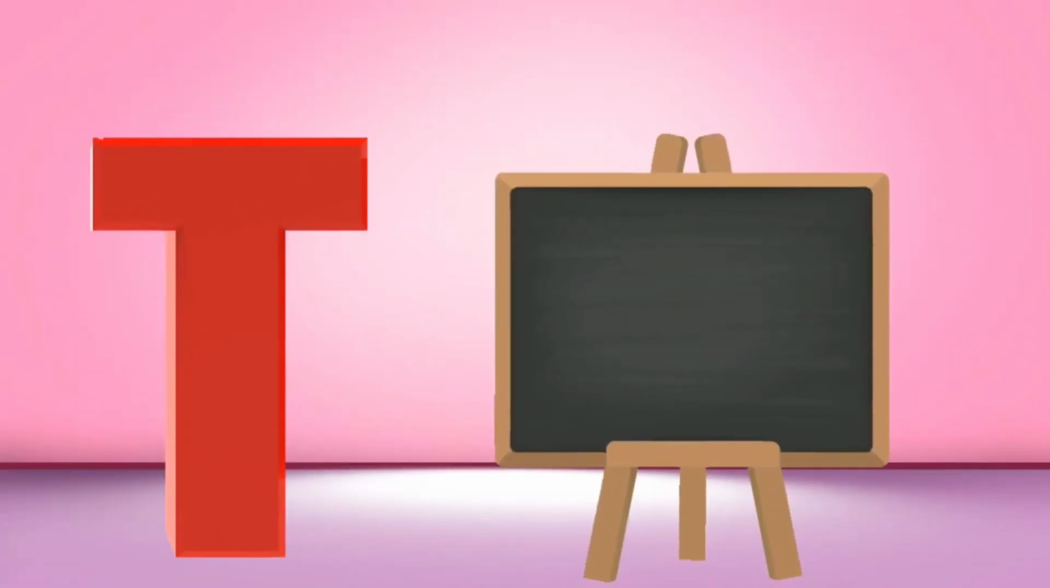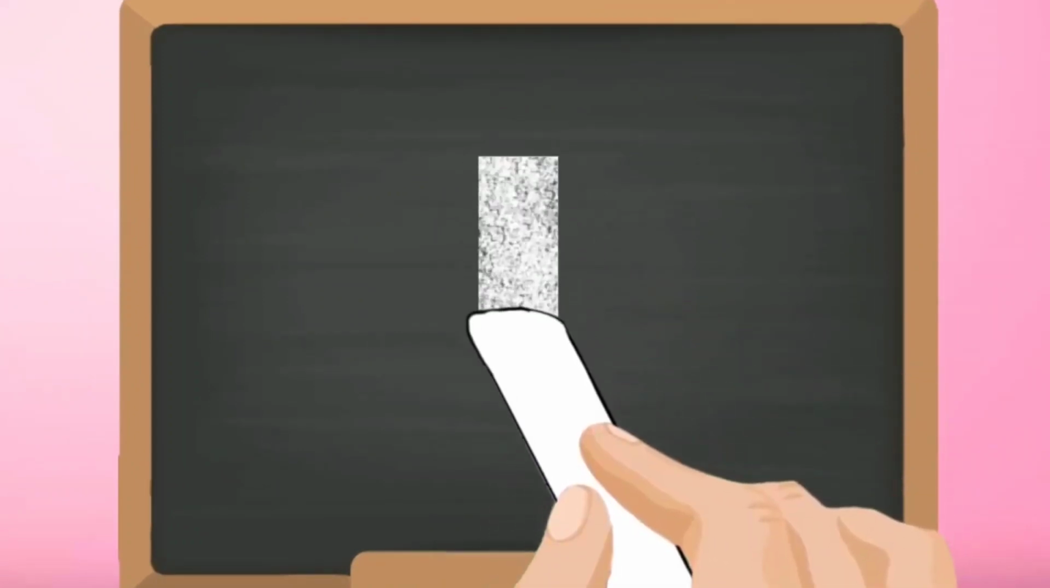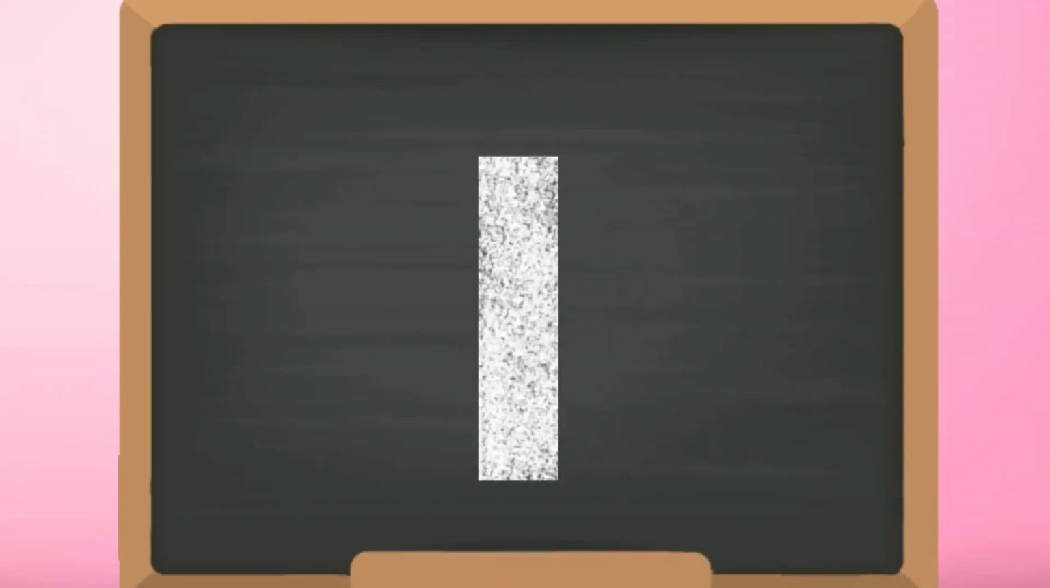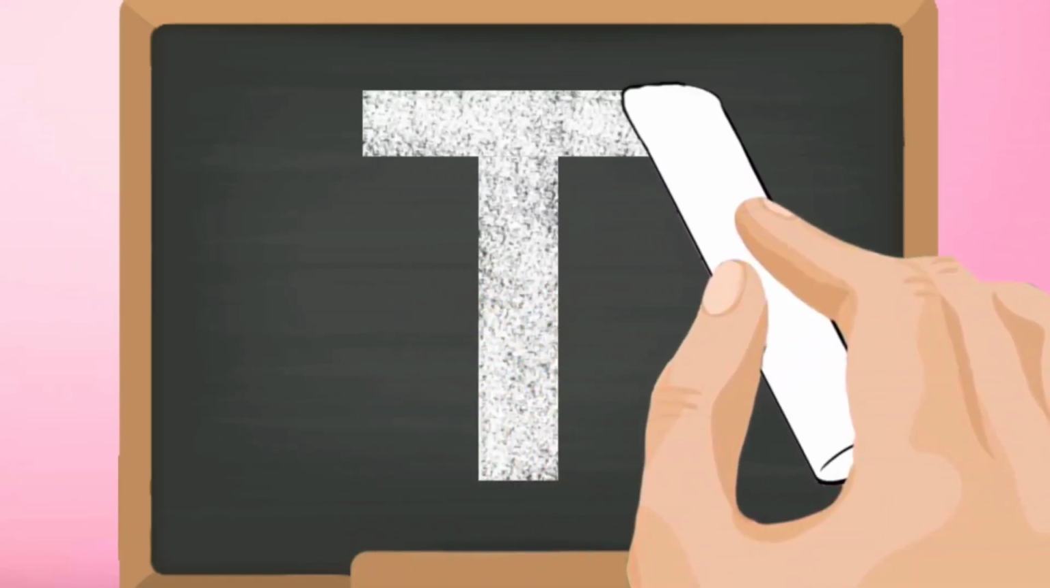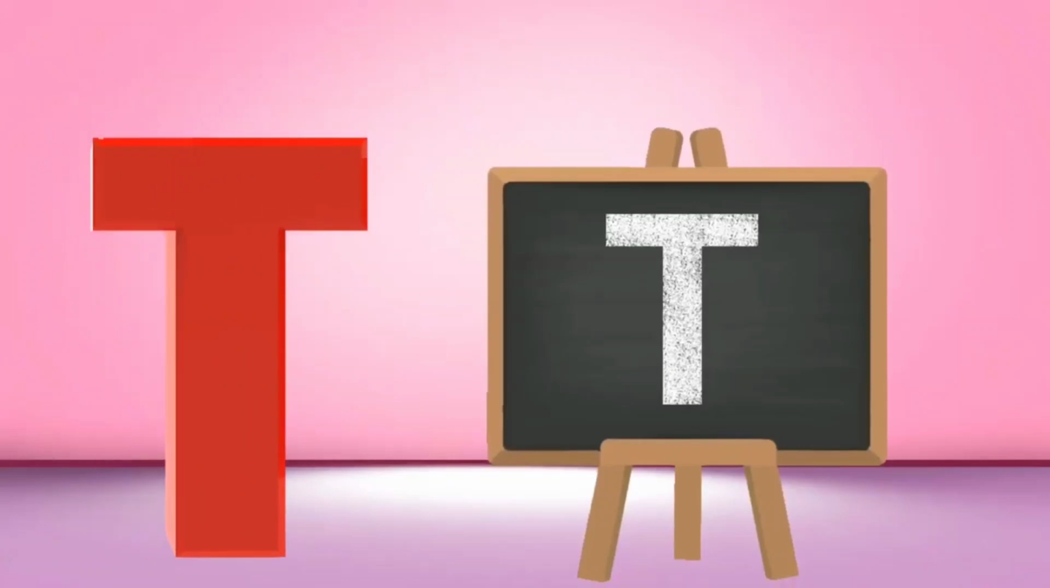T. Capital T. Start from the top and draw a standing line down. Go back to the top and draw a sleeping line across. Capital T.